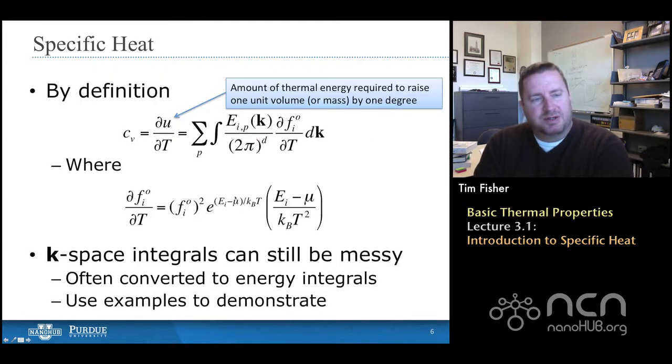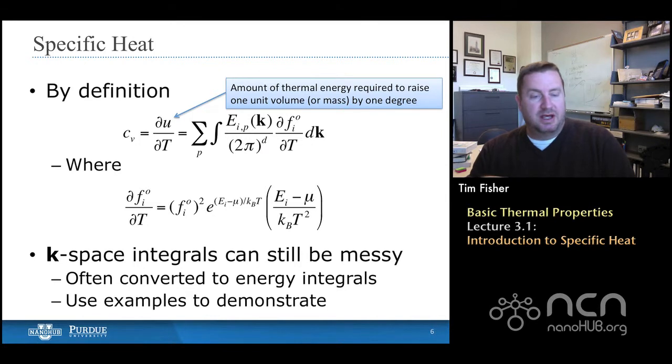So now getting to the specific heat, we have the definition. This is the fundamental definition of specific heat. It's the amount of thermal energy per unit something, per unit mass or volume, required to raise that entity's temperature by 1 degree. That's usually the way we teach it. We can get the same thing by just saying it's the derivative of internal energy, or specific internal energy, with respect to temperature. Now, we said before that the only thing in the internal energy expression that depends on temperature is the distribution function.